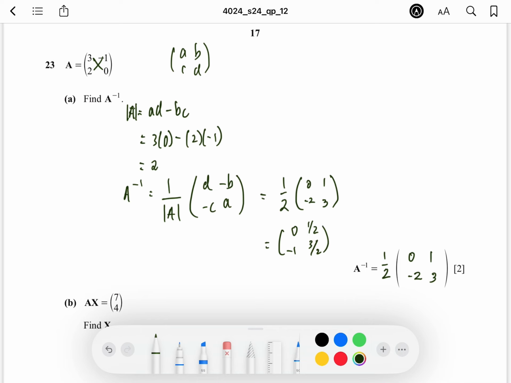Tapi kalau teacher, kalau sudah accepted, yang tersusah-susah lah. Takut karang you simplify yang tu salah. Okay, so just that one is fine as long as you swap A and D and then B and C is negative.